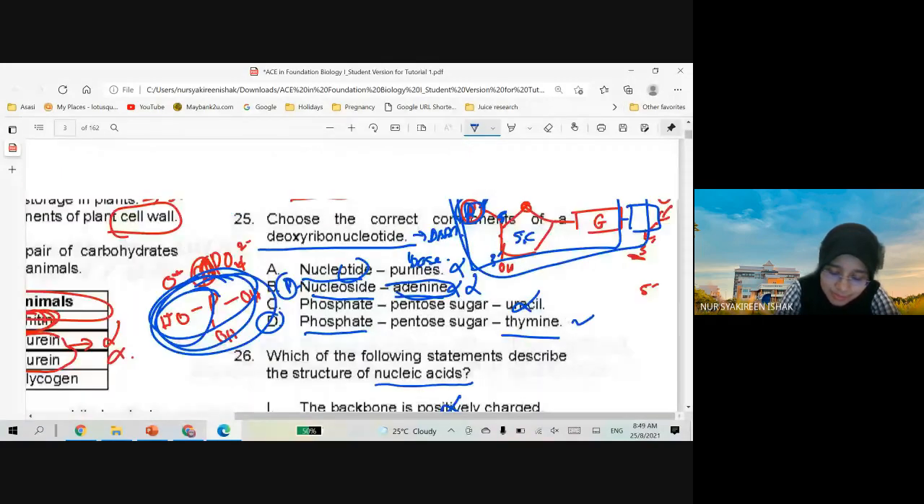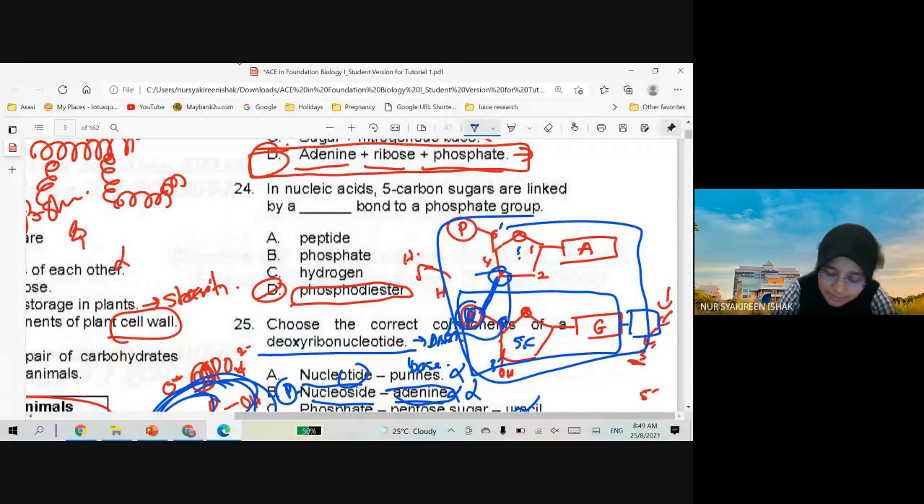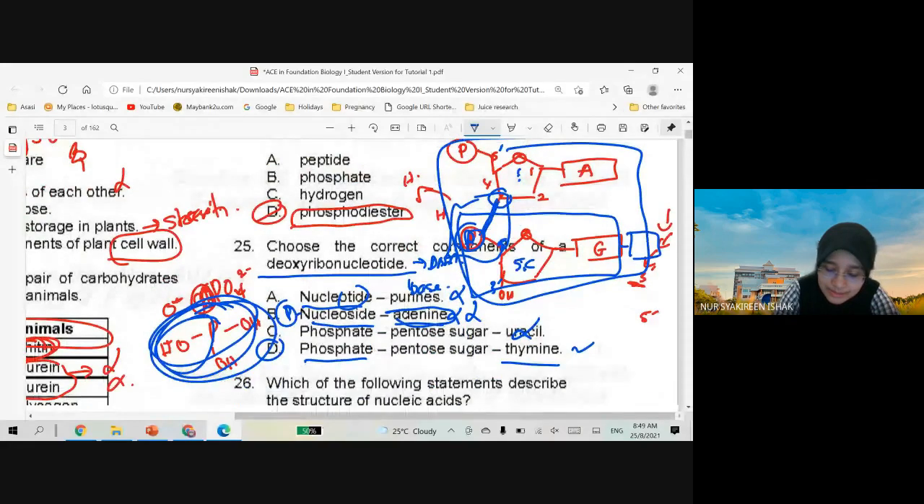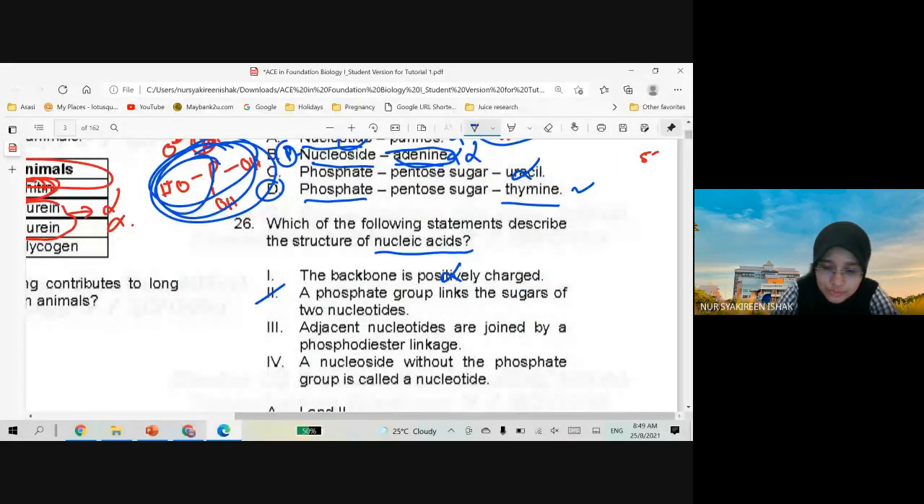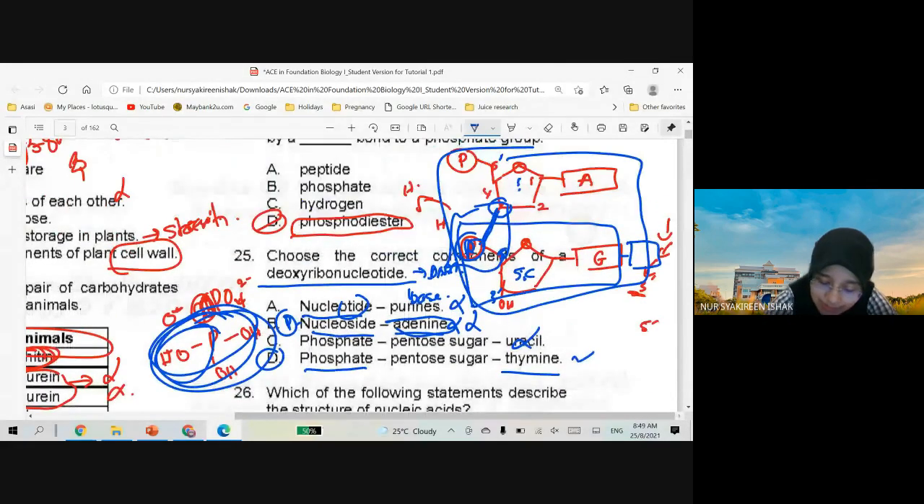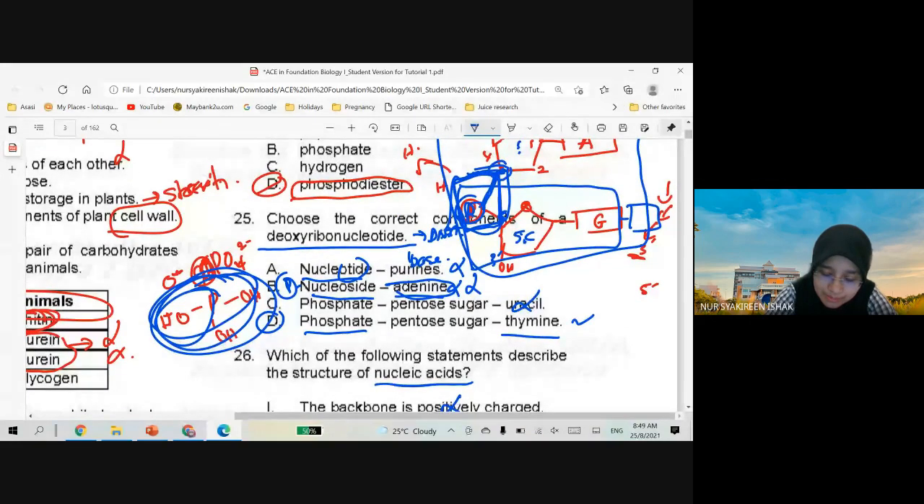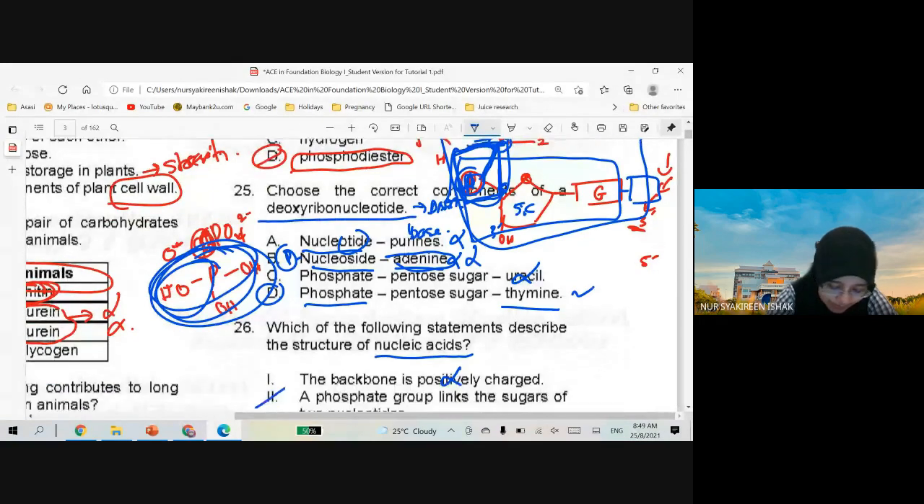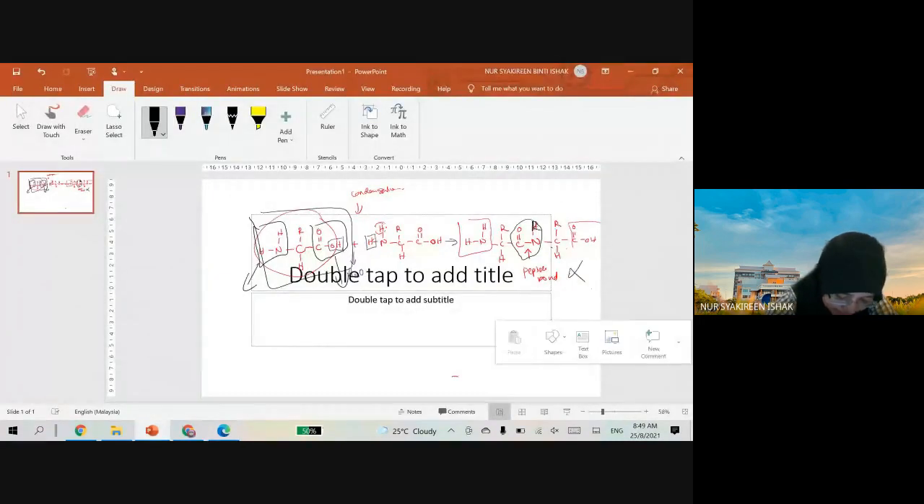Betul lah kan? So the bond here kan. So ini is the phosphodiester linkage. You have to know, kena tahu kat mana bond tu. So ini adalah bond dia. Between carbon number 3 of the previous nucleotide and carbon number 5 of the next. So dia dalam tu ada phosphate.